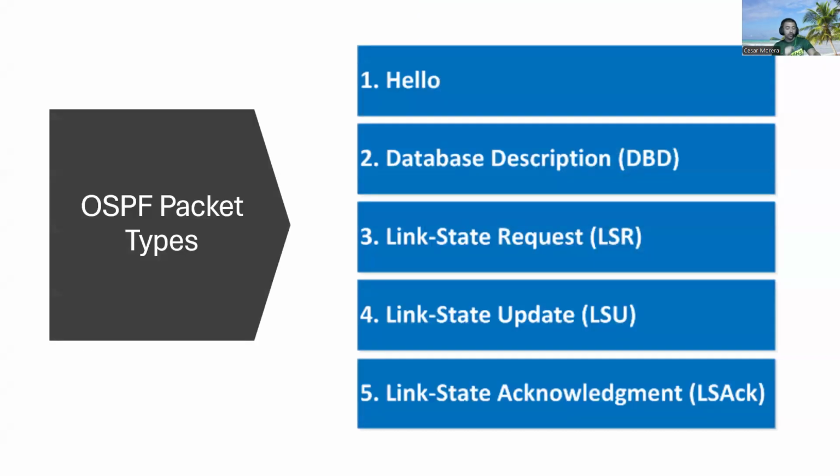Next, these are some of the OSPF packet types that we're going to look into in detail. We're talking about hello, DBD, that is database description, link state request, LSR, link state update, LSU, and finally, LSAck, which means link state acknowledgement. Those are the OSPF packet types. Let's move on and continue learning about these in more detail.